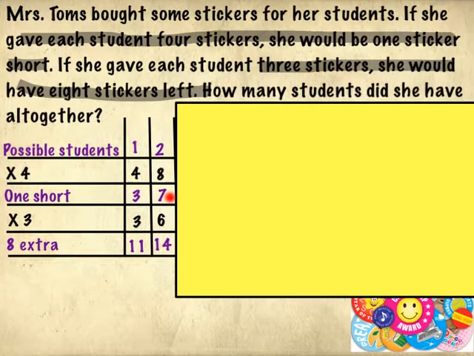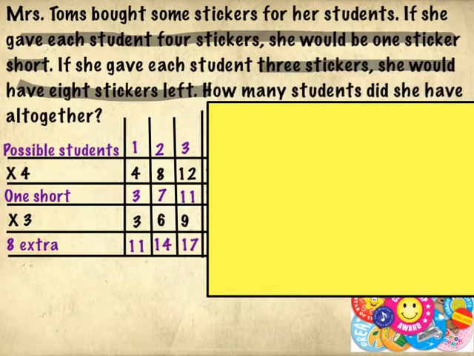It would mean that she had to have 7 here and 14 here. These need to be the same because she has the same number of stickers. She doesn't change how many stickers she has based on how many kids she has. So now I'll try 3 kids.